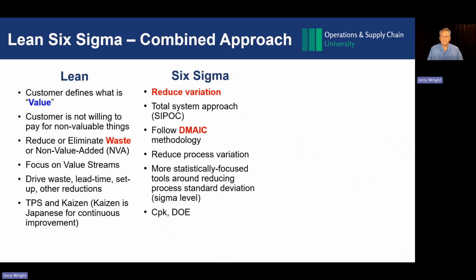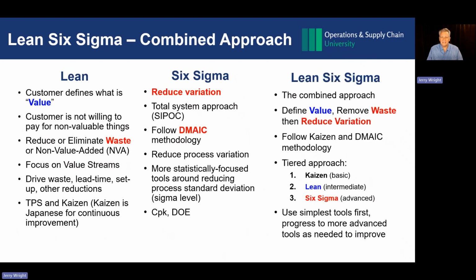We're going to follow that DMAIC methodology. Remember, define, measure, analyze, improve, and then control. We're going to work on reducing process variation. And keep in mind, in Six Sigma, we have a very good statistically focused toolbox to help reduce process standard deviation, or Sigma level. We're going to dig into things such as process capability, or CPK, and design of experiments, or DOE.